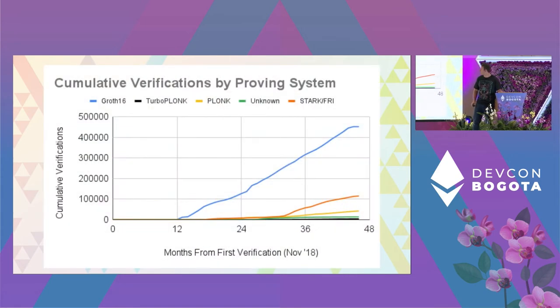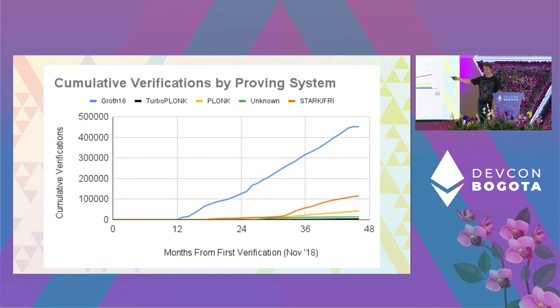Looking at these different proving systems, you have Groth 16, which is in blue, really taking off. That's on the back of Tornado Cash, as well as Loopring. Then down below, you have your Stark slash FRI that are coming through. Those are the Starkware projects. They have really taken off. DYDX posts a lot of data to chain often. And then you have your Plonks, and the unknowns are probably Plonks, but I wasn't quite confident enough to say that.